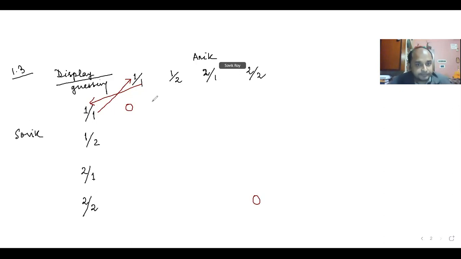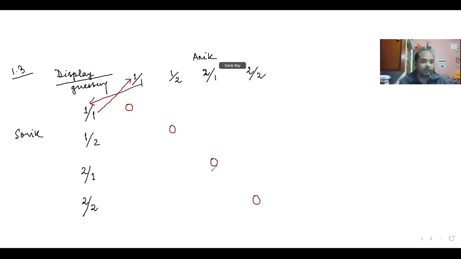And here you see Anik's guessing for me is 2, but I showed 1, and my guessing for Anik is 2 and he shows 1. So both the guessings are incorrect. So here it will be 0. And here I guess 1 for Anik and Anik shows 2. Anik guesses 1 for me and I show 2. So here both are guessing incorrectly. So this is 0. So this is the diagonal of the matrix.